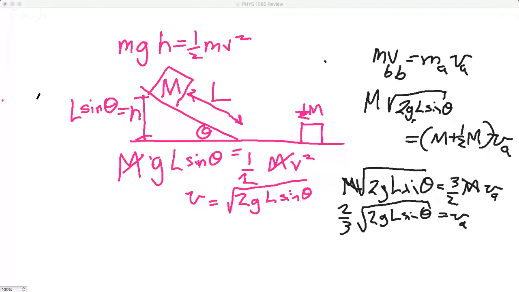Yeah, 1 plus a half is 3/2. So we add the two masses afterwards. So there's where the 3/2 comes from.